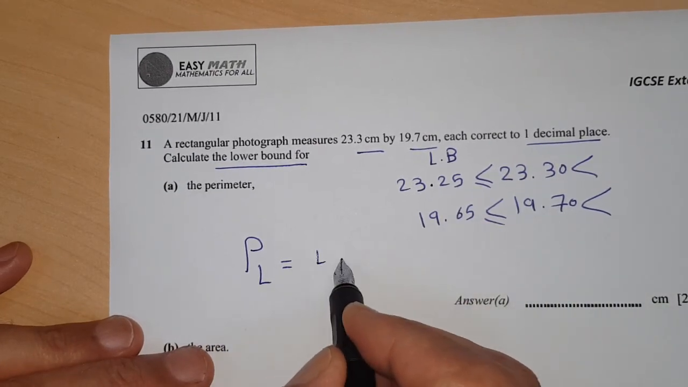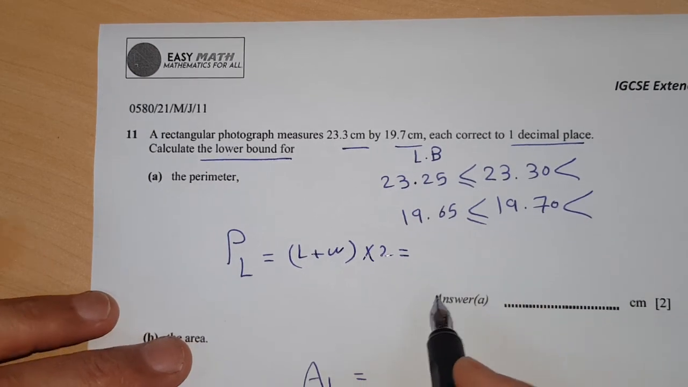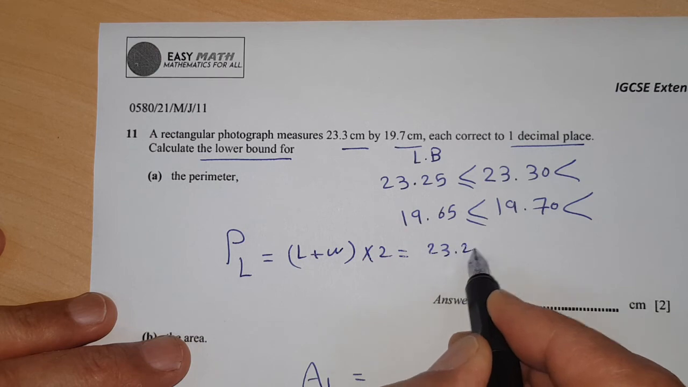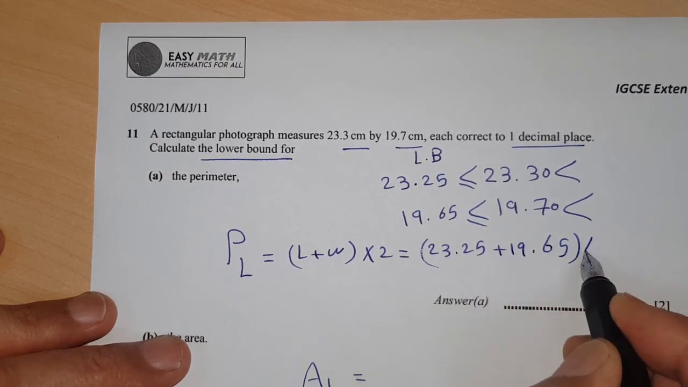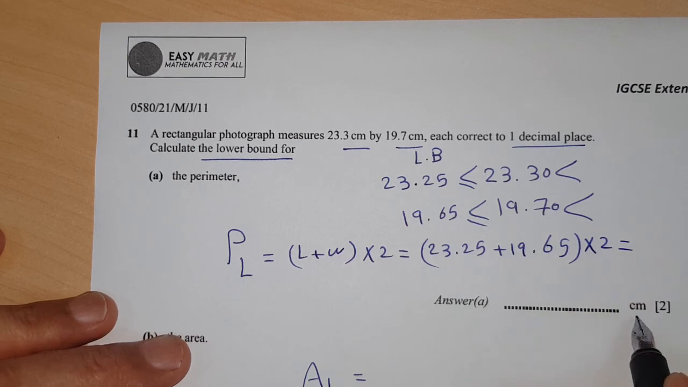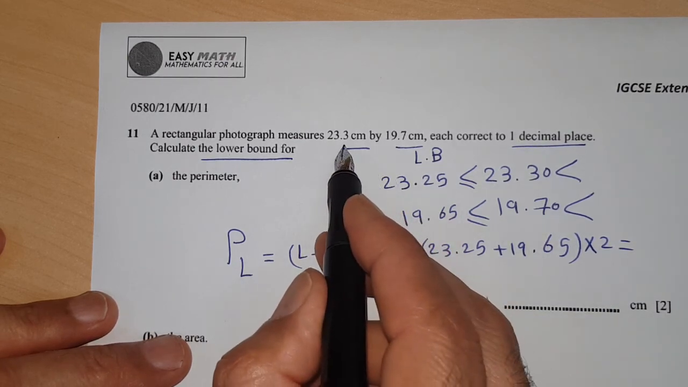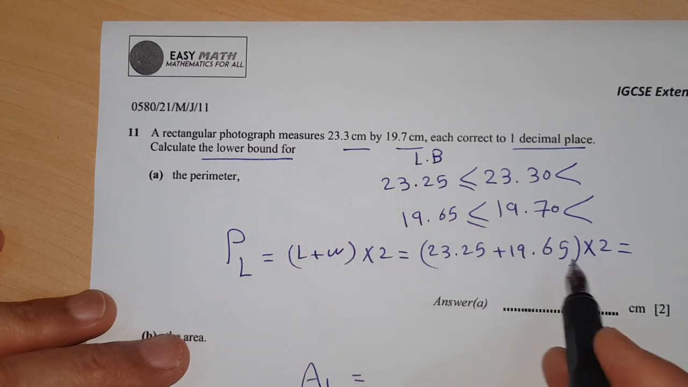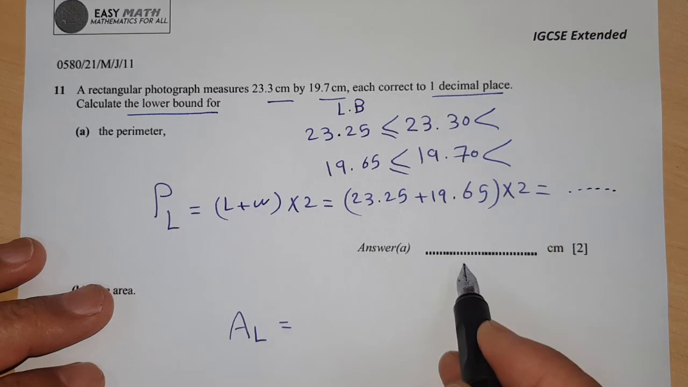You know the perimeter is length plus width, times 2. Don't forget the rule you studied before. So 23.25 plus 19.65, multiplied by 2. And the answer here, look, is this number in centimeters or not? Yes, it's already in centimeters. Calculate this by calculator and write your answer here.